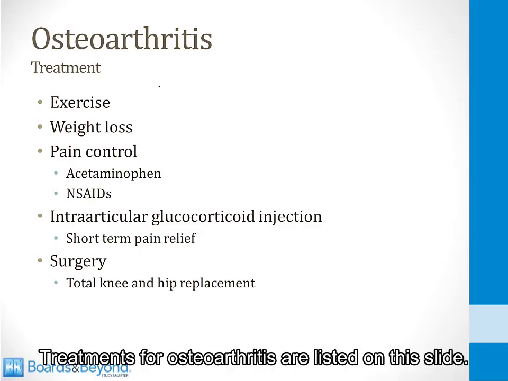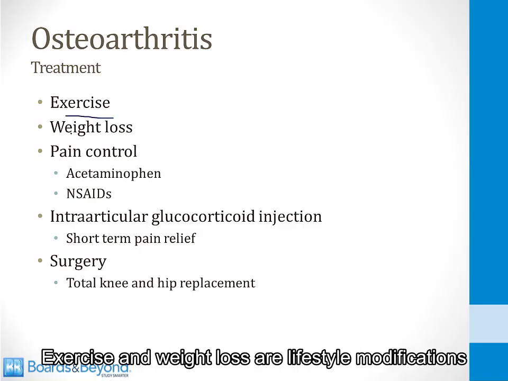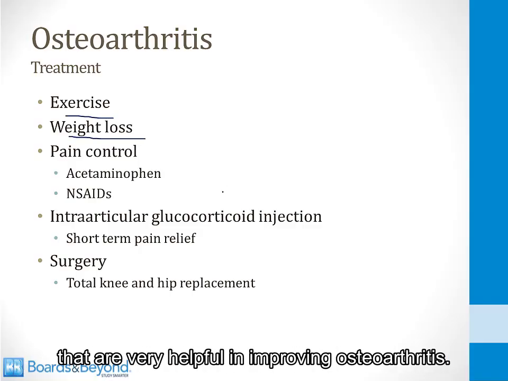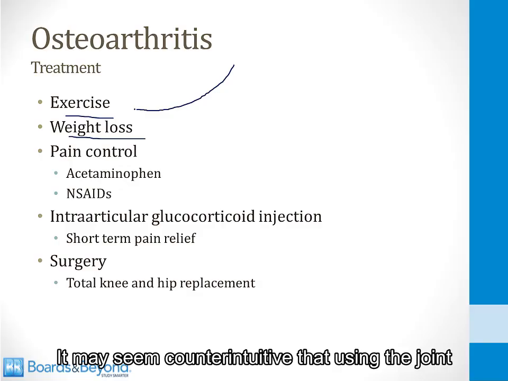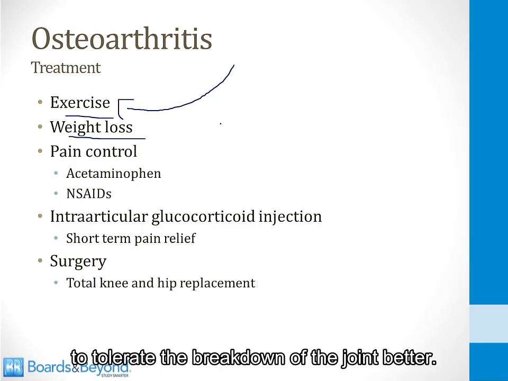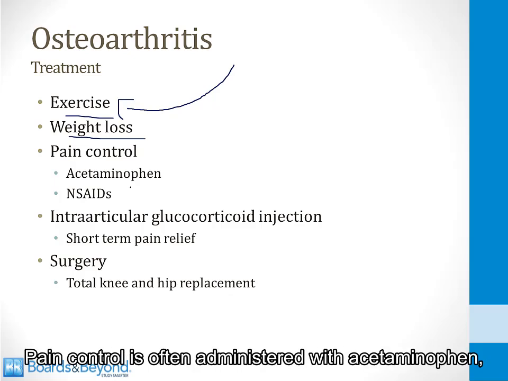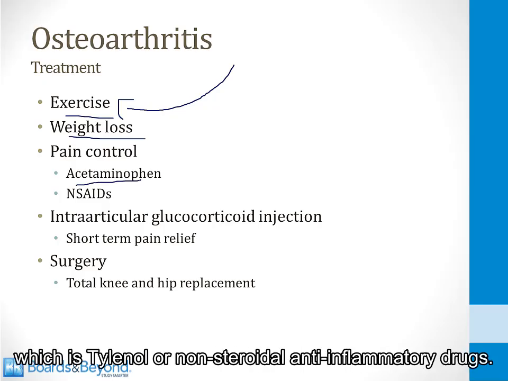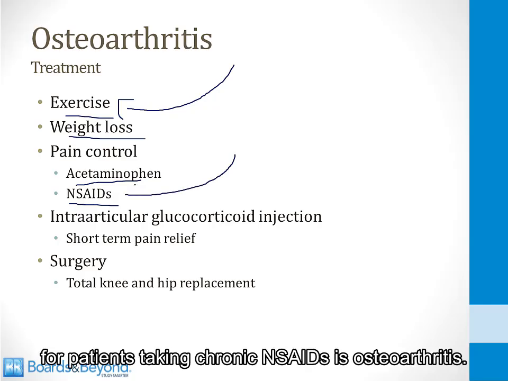Treatments for osteoarthritis are listed on this slide. Exercise and weight loss are lifestyle modifications that are very helpful in improving osteoarthritis. It may seem counterintuitive that using the joint with exercise would improve, but patients who are stronger and healthier tend to be able to tolerate the breakdown of the joint better. Pain control is often administered with acetaminophen, which is Tylenol, or nonsteroidal anti-inflammatory drugs, and a very common reason for patients taking chronic NSAIDs is osteoarthritis.